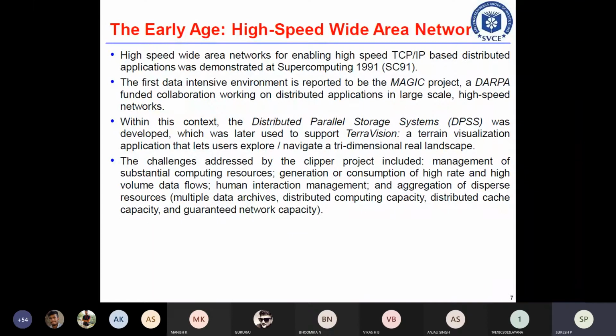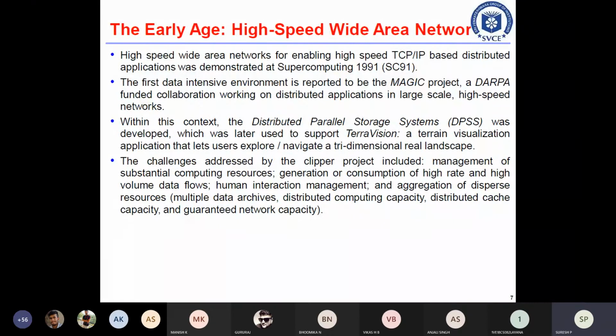Okay. So these are some of the challenges which have been addressed in the early invention of data intensive computation. So we are going to have the generation or consumption of high rate and high volume data flows. Okay, so human interaction management should be there. The aggregation of dispersed sources should be there. Distributed cache capacity should be there, and guaranteed network capacity should be there. Okay, so next comes the data grid.